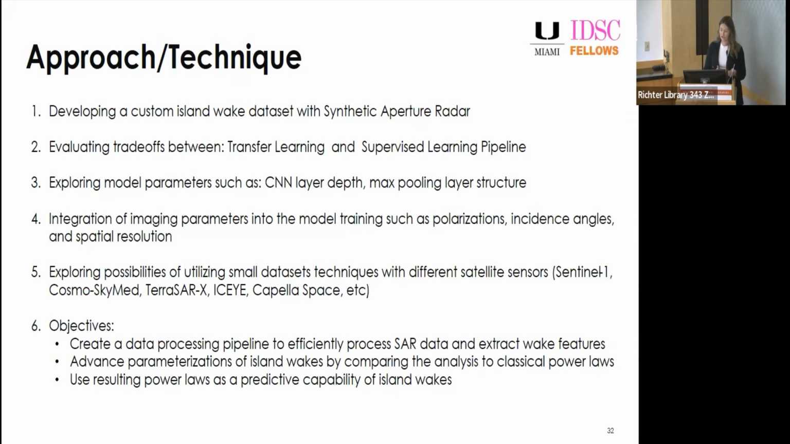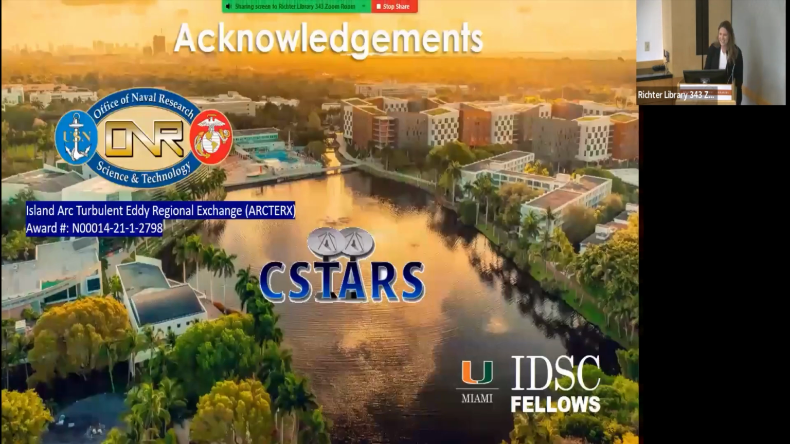The satellite sensor I actually showed was not just one specific one, and that's how they're all designed. There are many different synthetic aperture radar satellites that have specific different specifications, so looking at that. Overall, my objectives are to create the data processing pipeline, extract wake features, advance parameterizations for the island wakes with classical power laws, and then use these resulting power laws as predictive capabilities of island wakes. Then you can transfer that into things such as forecasting modeling, especially looking at coastal structures. So thank you so much.